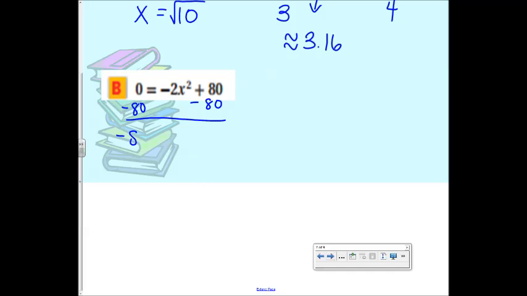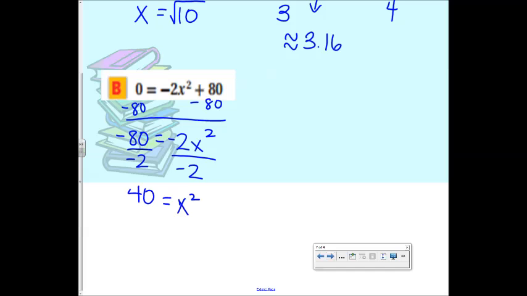What do I have left here? Negative 2x squared. What do I do next? You divide by negative 2. And that gives me 40. x squared equals 40. And it's a good thing these were both negative, because if that gave me a negative, my answer would have to be what? No solution. No solution, if this were negative.